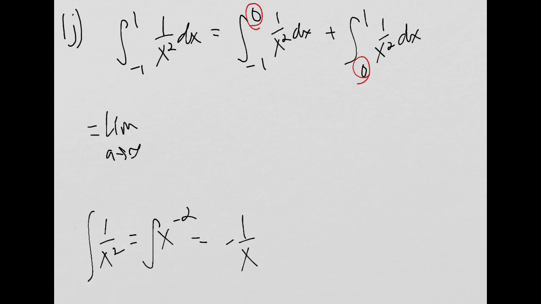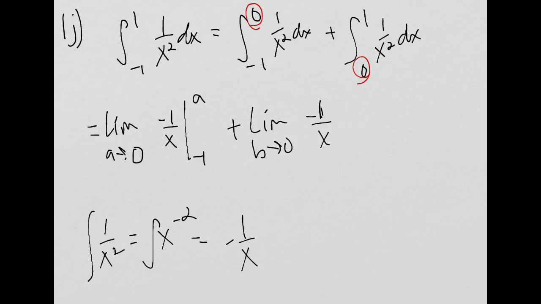So I'm looking for the limit as a approaches infinity of negative 1 over x evaluated from minus 1, that comes from here, to this guy, and that's my a. I made a little mistake and I'll fix it: I wrote infinity when I should have written 0, because that's what I'm letting it go to. And then I need to add the limit as b approaches 0 of the same thing, minus 1 over x, evaluated from b to 1.